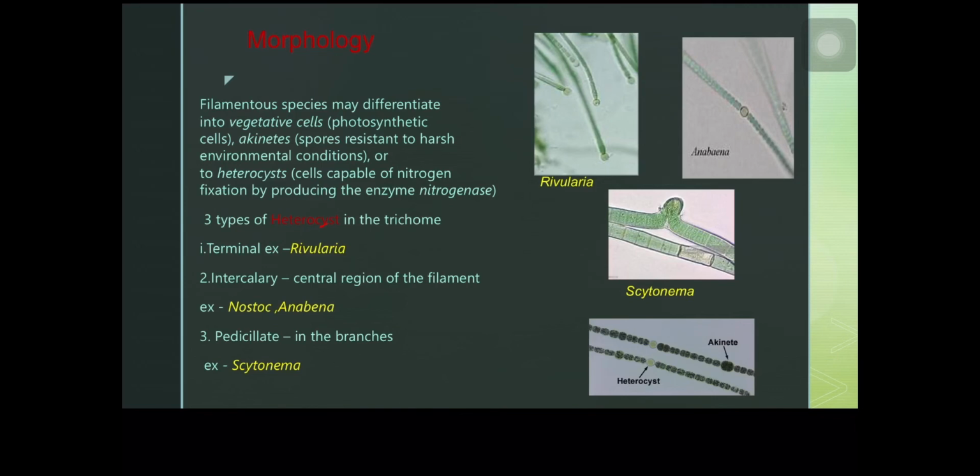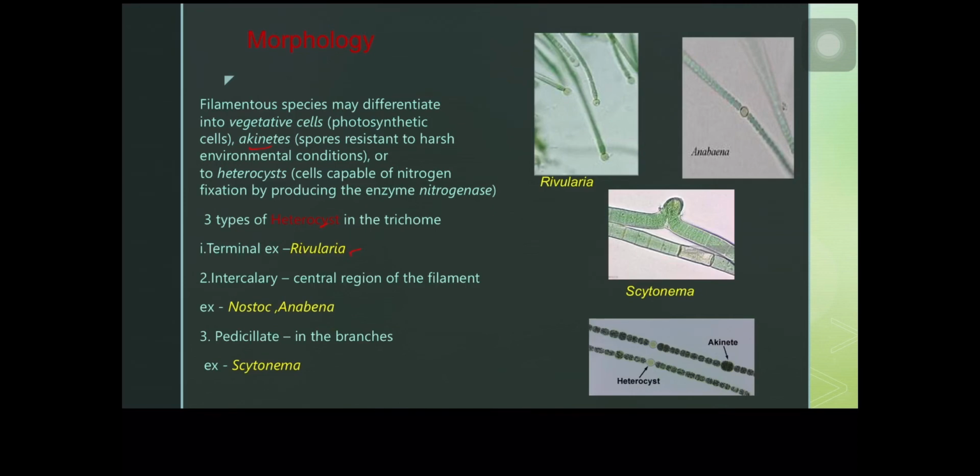There is a structure called akinetes. Akinetes are the spores produced in unfavorable conditions, which are the resistant structures. When the favorable conditions return, these akinetes germinate into a vegetative cell. At the point of contact to the filament, there is a pore in the heterocyst. So the intercalary heterocysts are bipored, that means they have two pores, whereas the terminal heterocyst has only one pore at the point of contact with the filament.